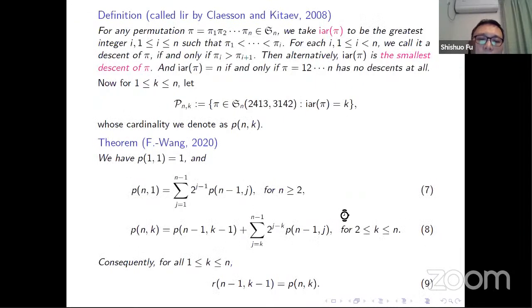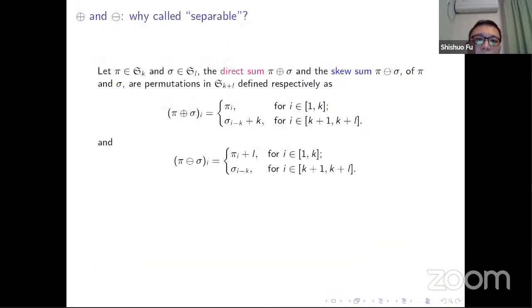So the model, we cannot use permutations. Permutations doesn't have this geometric intuition that will guide you to discover the bijection you need. So we switch to another model, which is in natural correspondence with separable permutations. You have to introduce two standard operations on permutations, namely the direct sum and the skew sum.